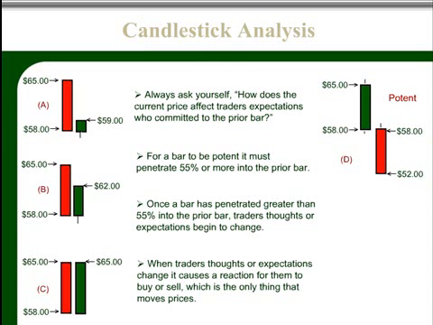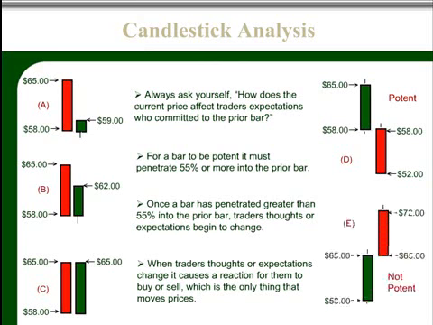The red bar continued lower from the open and caused huge losses for any trader holding a long position from the prior green bar. Think about how this reversal affects traders' expectations who committed to a long position in the prior green bar. This pattern is extremely potent because the current price of the red bar immediately caused huge losses for the traders who committed to a long position in the prior green bar.